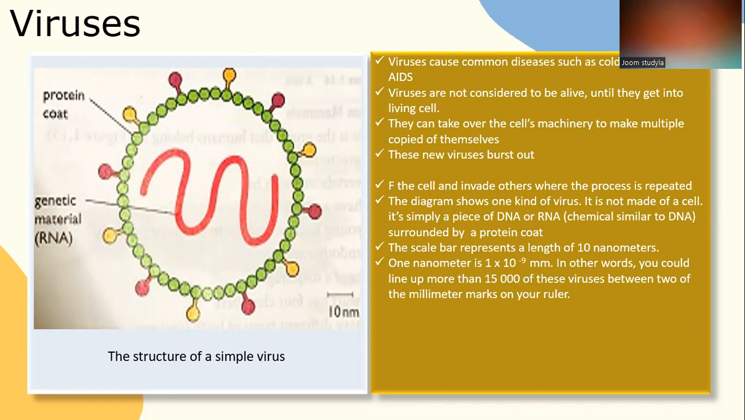The diagram shows one kind of virus. It is not made of a cell. It is simply a piece of DNA or RNA, which is chemically similar to DNA, surrounded by a protein coat. The scale bar represents a length of 10 nanometers, and 1 nanometer is 1 times 10 to the power of negative 6 millimeter. So in other words, you could line up more than 15,000 of these viruses between 2 of the millimeter marks on your ruler, which is very, very tiny. You cannot see viruses with your naked eyes.